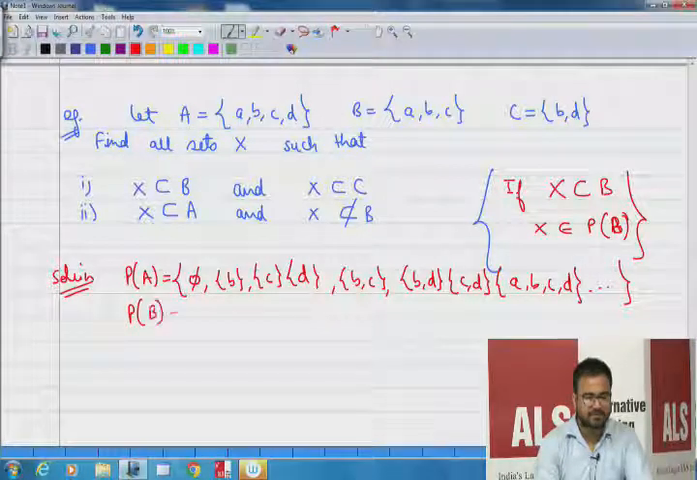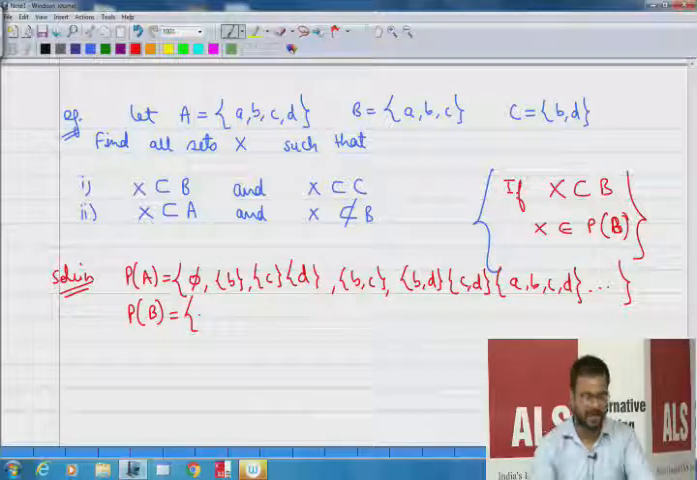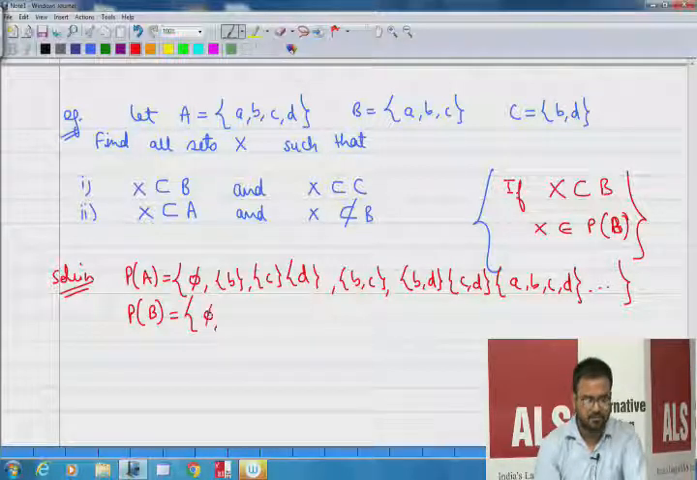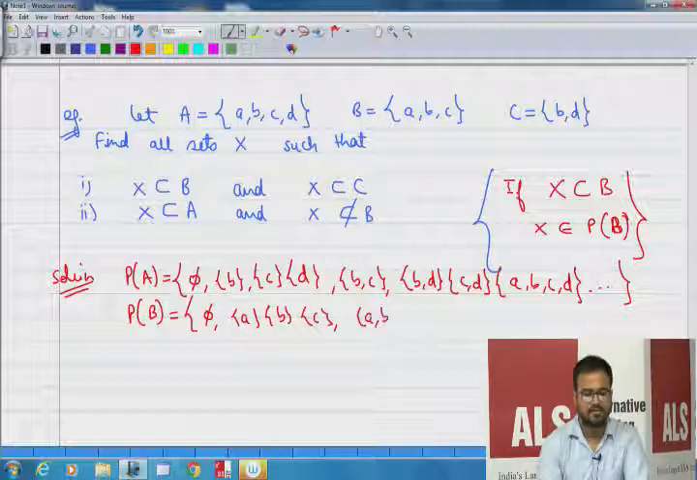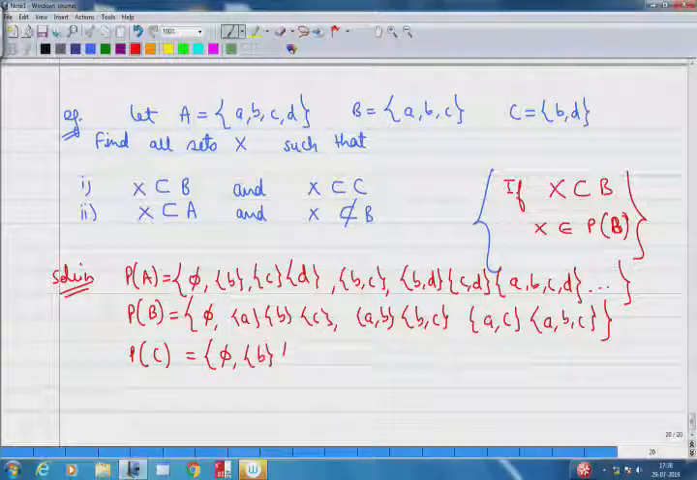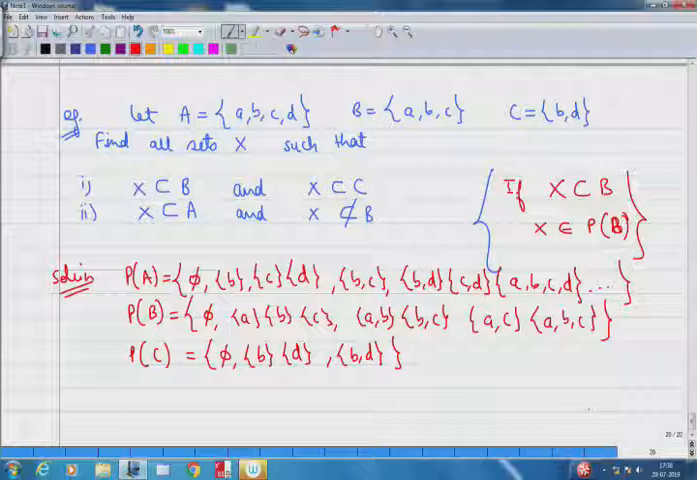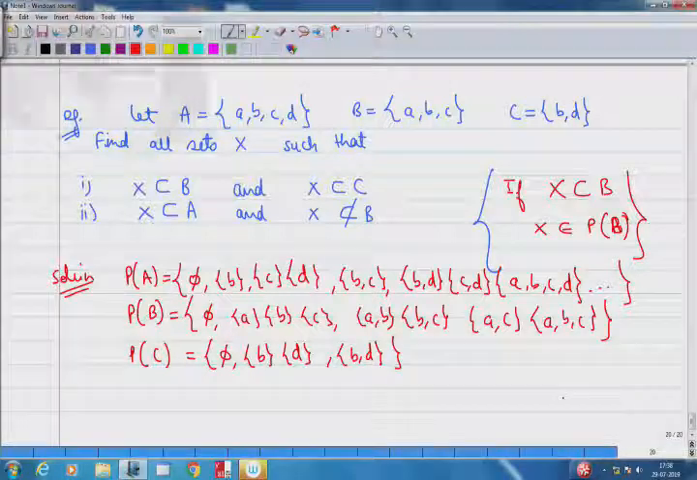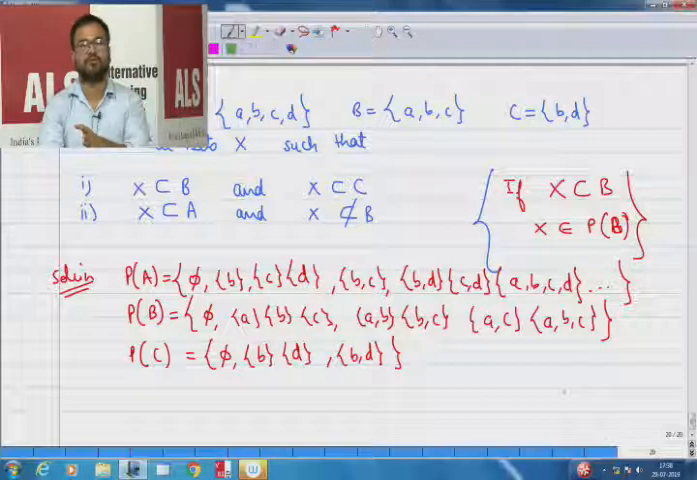Power set of B: there are 3 elements, so 8 subsets, which will be phi, A, B, C, AB, BC, AC, and complete ABC. And for power set of C, only 2 elements are there, so 4 subsets: phi, B, D, and BD. What I have done is just written the power sets because X will be an element of these power sets, since X is a subset.